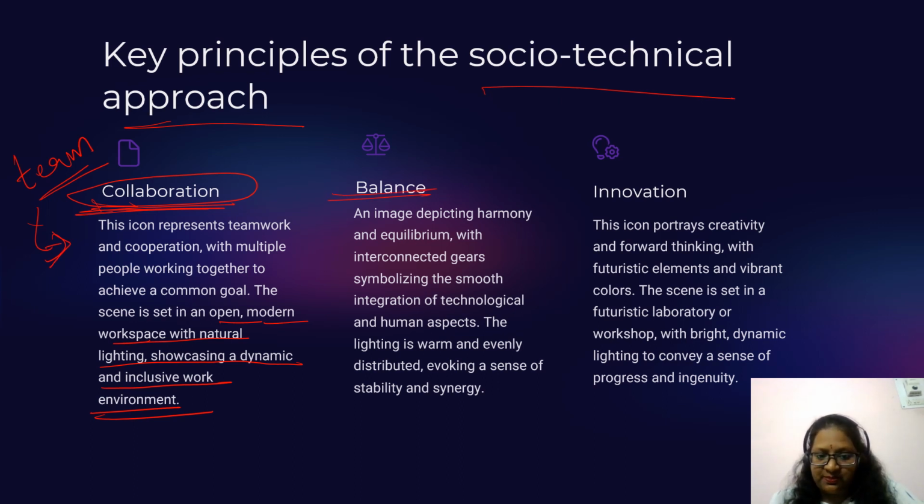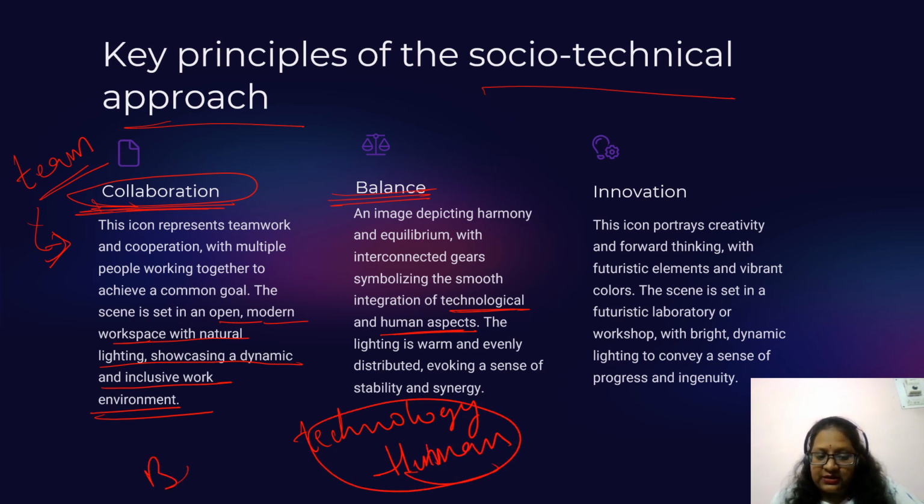Now next comes balance, an image depicting harmony and equilibrium with interconnected gears symbolizing the smooth integration of technological and human aspects. The lighting is warm and evenly distributed, evoking a sense of stability and synergy. Now here a balance should be made between technology and the human. How these two things go hand in hand is considered. A correct amount of balance should be maintained so that the organization can achieve its objectives.